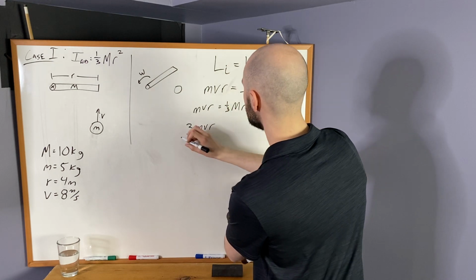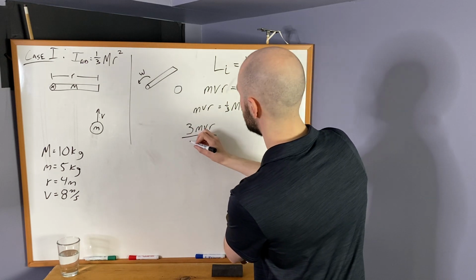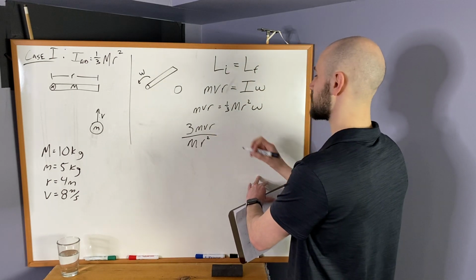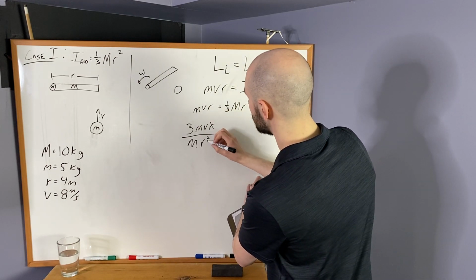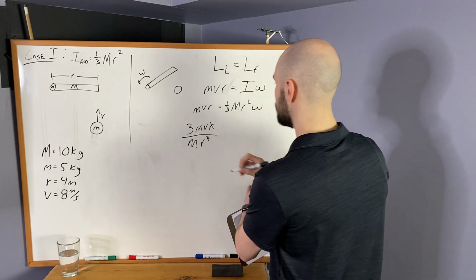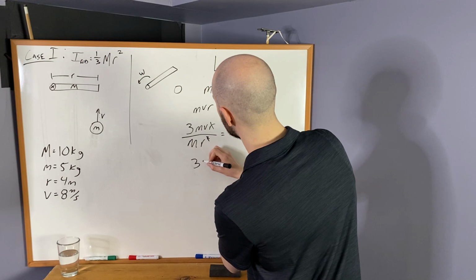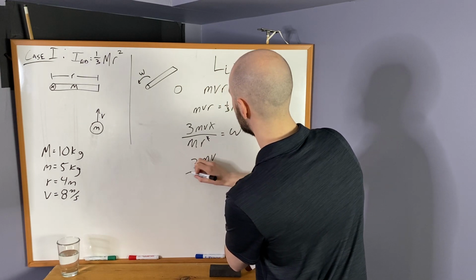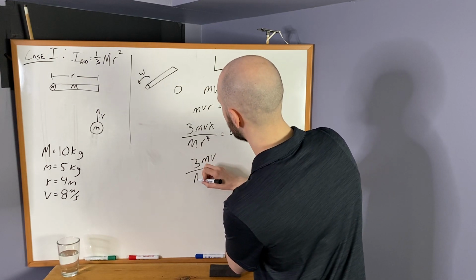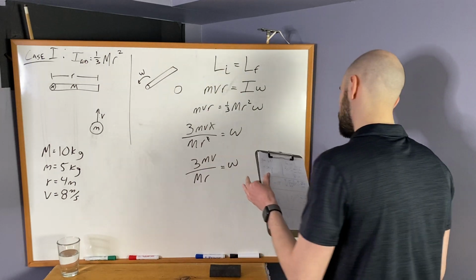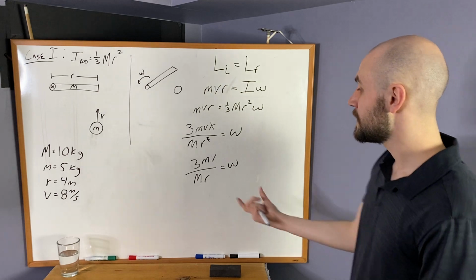3mvr all over Mr squared. If you were clever initially, you would have seen that one of these r's goes away. It's equal to omega. So we have a final expression of 3mv over capital MR. And that's our expression for omega.